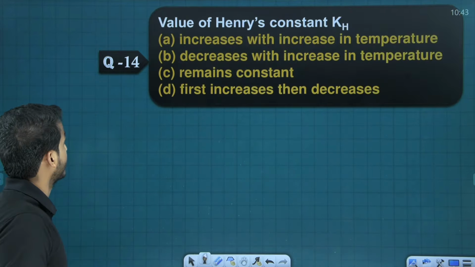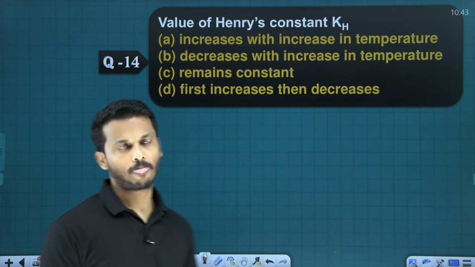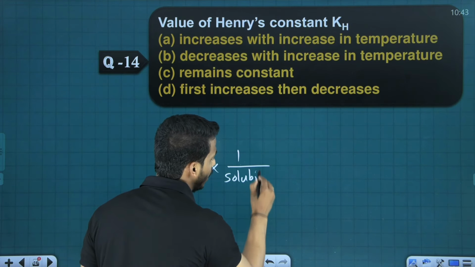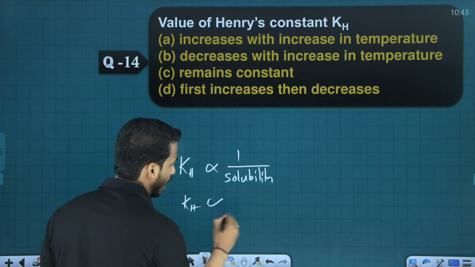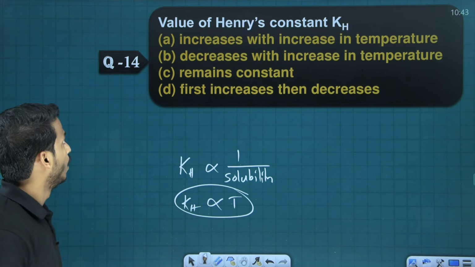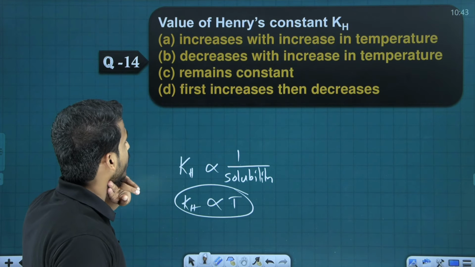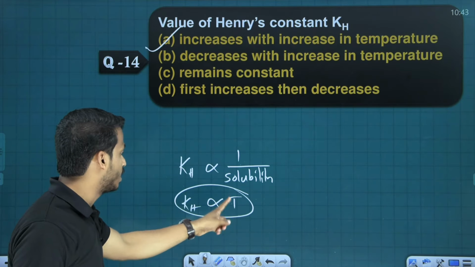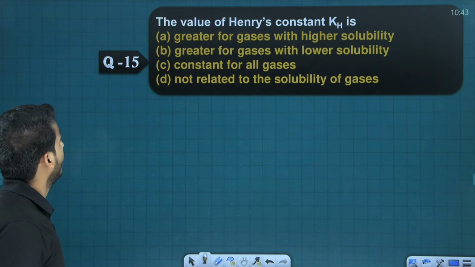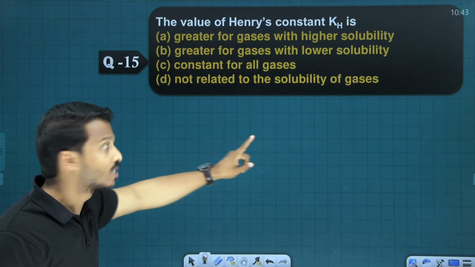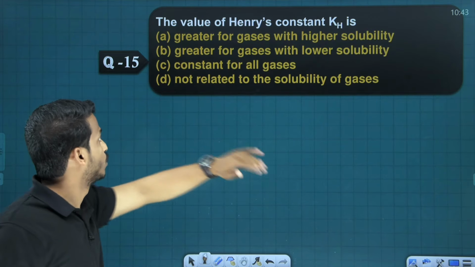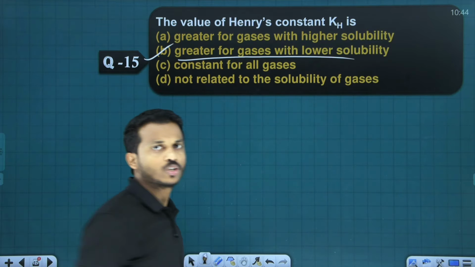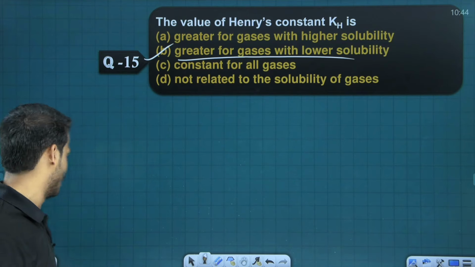Next, the value of Henry's constant. Remember all, Henry's constant is inversely proportional to which one? The solubility of the gas. But the KH value is directly proportional to which one? Temperature. So the value of Henry's constant KH increases with increase in temperature. Yes, it depends on temperature, they are directly proportional. But the value of Henry's constant KH, they are asking about solubility, so we can say it is greater for gases with lower solubility, because as KH value increases, solubility decreases.